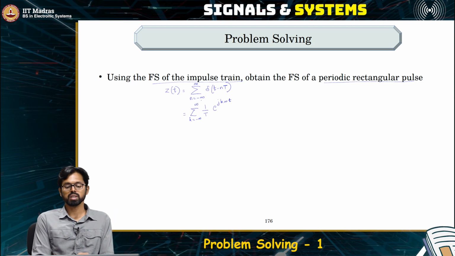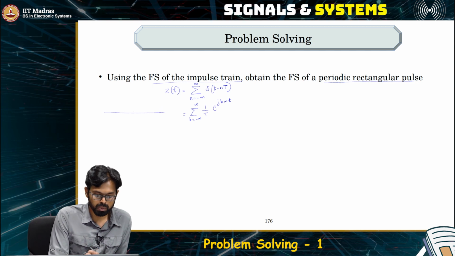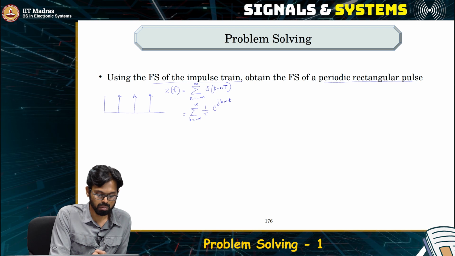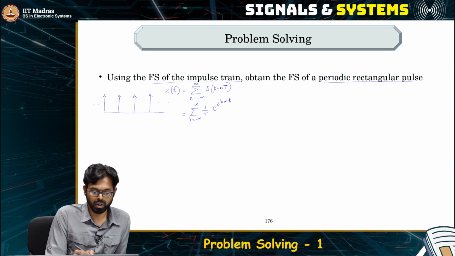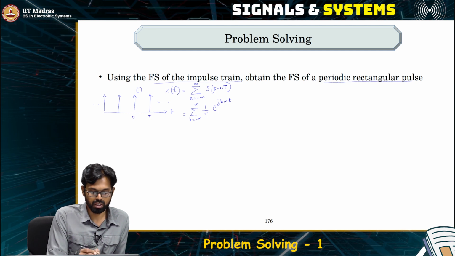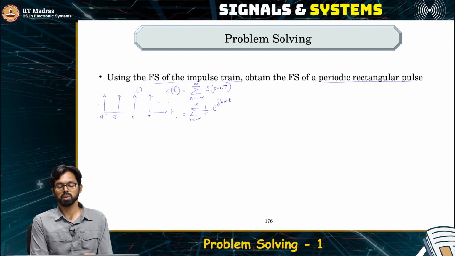So this is the Fourier series representation of the impulse train. So how does the impulse train look? The impulse train simply looks like a periodic sequence of impulses. So there is one at 0, and then at T, minus T, 2T, and so on. This is the impulse train.